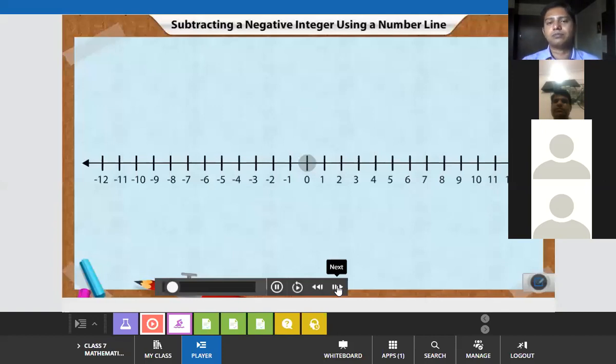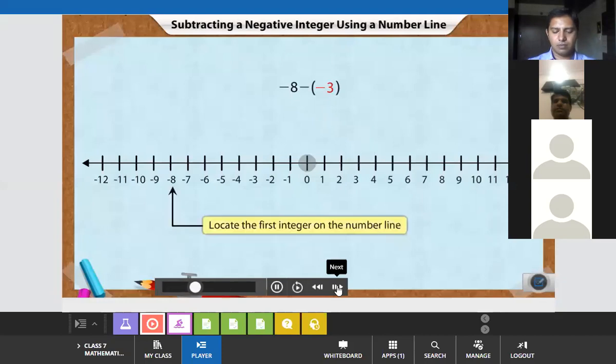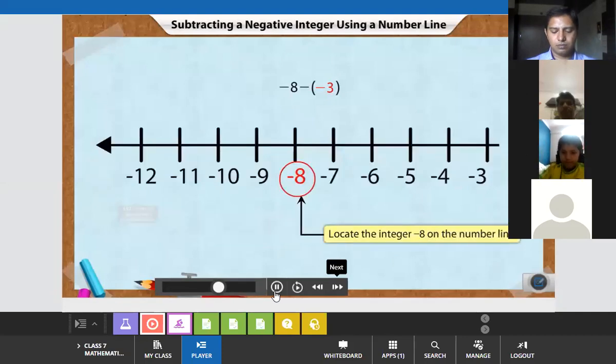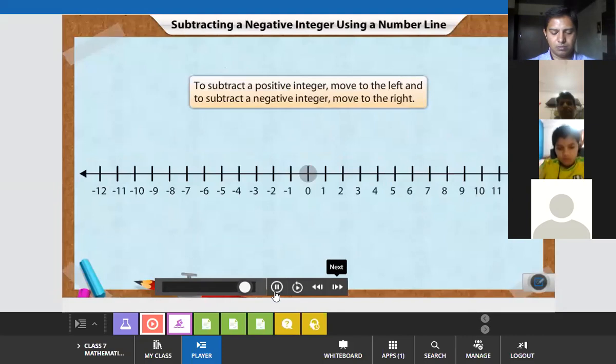For example, subtract integer negative 3 from negative 8. So we will consider the additive inverse of negative 3, that is plus 3. We can see that we are subtracting a negative integer, negative 3. To subtract a negative integer using a number line, locate the first integer on the number line. This integer can be positive, negative, or even 0. Then to subtract the integer, move to the right on the number line. So place the integer negative 8 on the number line. Since negative 3 has to be subtracted, move 3 units to the right. You can see that we land on the integer negative 5. Thus, negative 8 minus negative 3 is negative 5. To subtract a positive integer, move to the left, and to subtract a negative integer, move to the right.